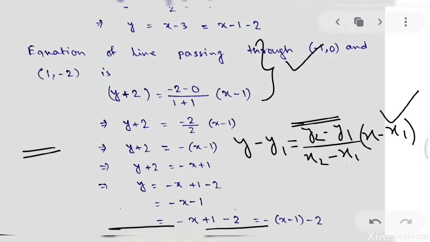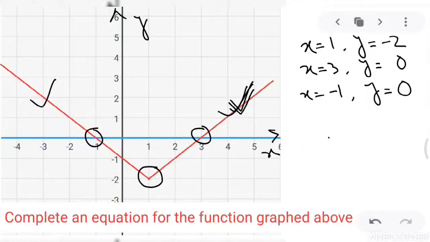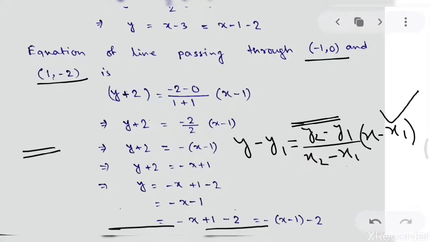Now the equation of the line passing through (-1, 0) and (1, -2), that means this line. The equation of this line according to this formula is y equals minus x minus 1. So we can write this as y equals minus x minus 1 minus 2.